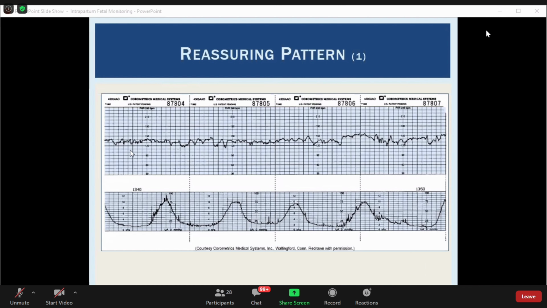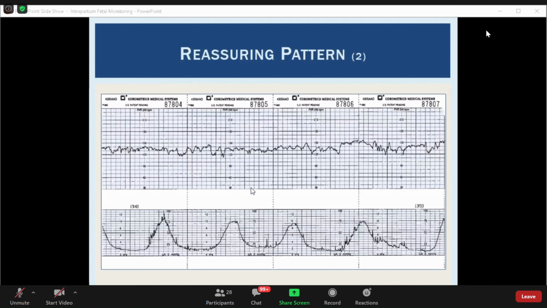So this is a reassuring pattern. The fetal heart rate is within the normal range. You see some variability here. The contraction pattern, you have adequate resting intervals. The contractions are not too frequent. They're not lasting too long, okay? This is reassuring.